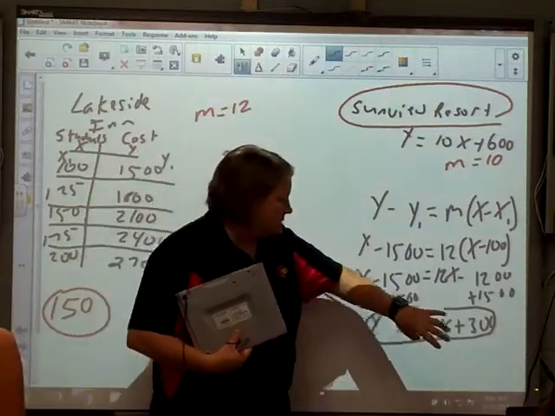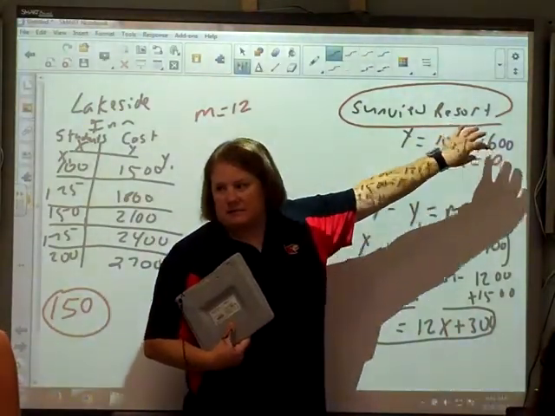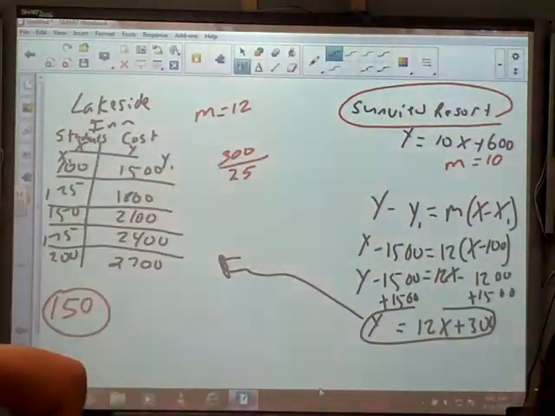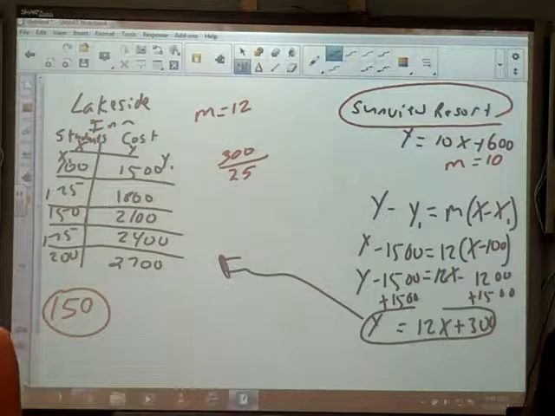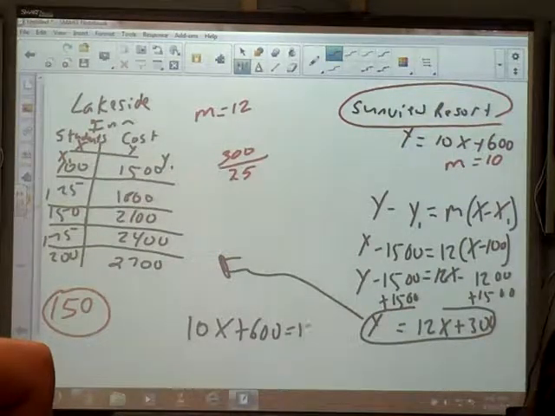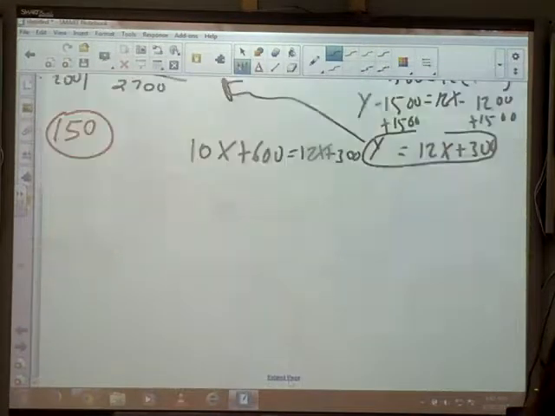I'm just going to set 12x plus 300 equal to 10x plus 600. That equal means the same, right? So we're going to say, I'll scoot it up so we can see it after I write it: 10x plus 600 equals 12x plus 300. Do that backwards, yes, it'll work either way. Good student. All right, so we're solving this thing here for x.